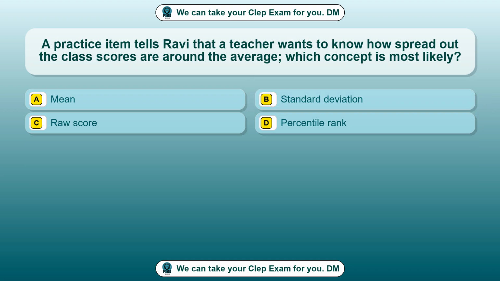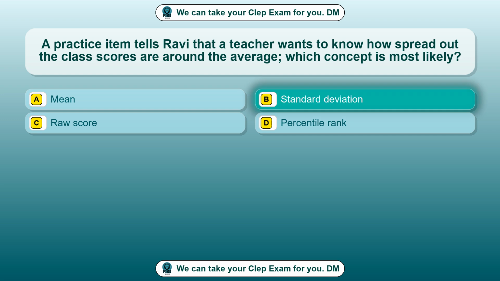Question 94. A practice item tells Ravi that a teacher wants to know how spread out the class scores are around the average. Which concept is most likely? Option A, mean. Option B, standard deviation. Option C, raw score. Option D, percentile rank. The correct answer is option B.